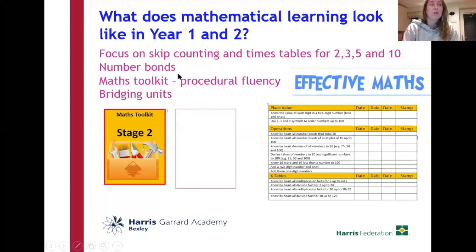Number bonds to 10, oh my goodness me. If you can teach them 7 plus 3 makes 10, 6 and 4 make 10, playing some ping pong games with them, it affects their mathematical knowledge even when they go as far up as Year 6. I had my Year 6 children last year in bottom set maths, counting on their fingers.